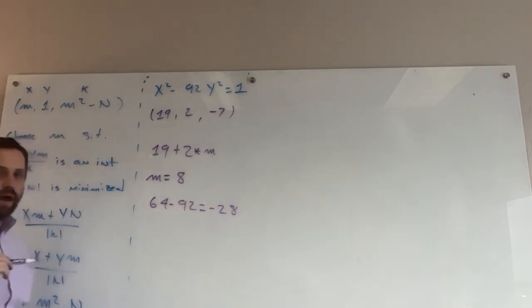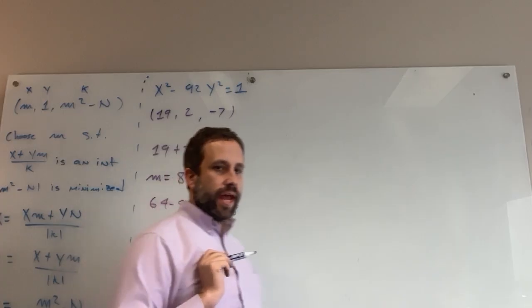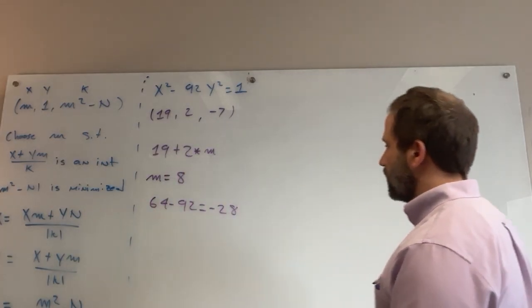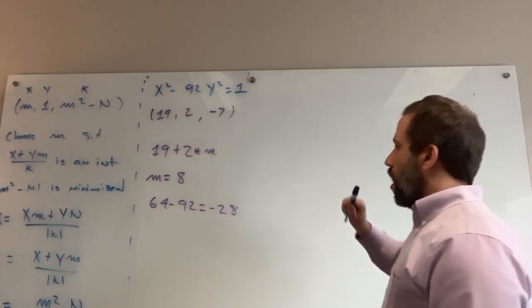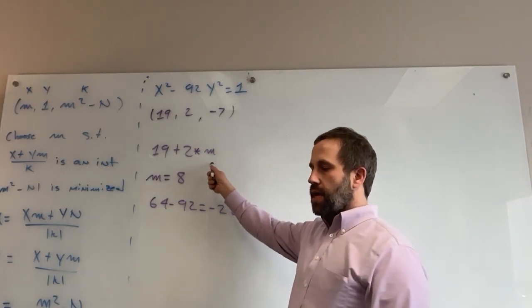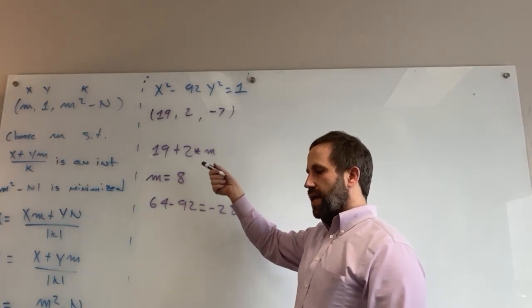That's what I was thinking about before, and when I say before, I mean the part of the video that I deleted when I made a wrong computation. Anyways, 64 minus 92 is equal to minus 28. Okay, now what's going to be the next value that I can think about?